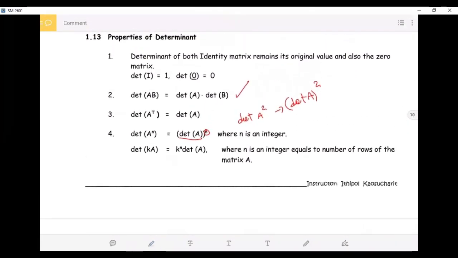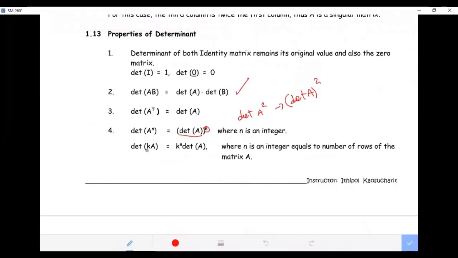Yeah, this one. This one should be K. I find a mistake again. I get another material to make it better. Okay, so that is K. So that K is any integer.